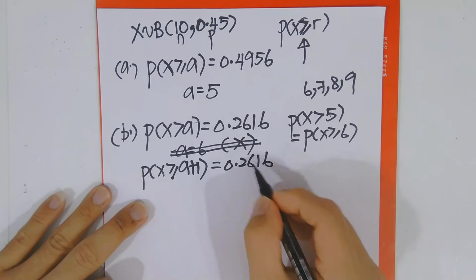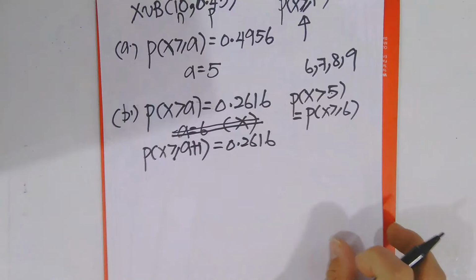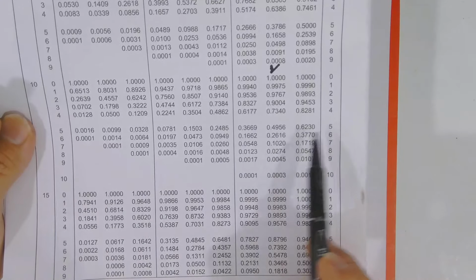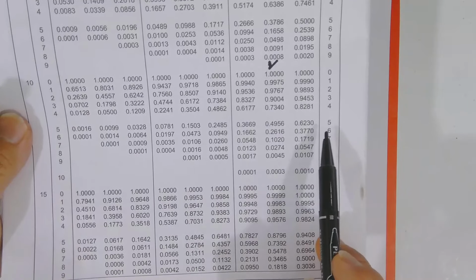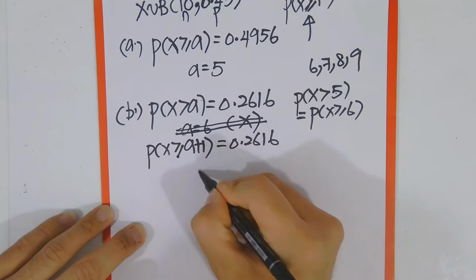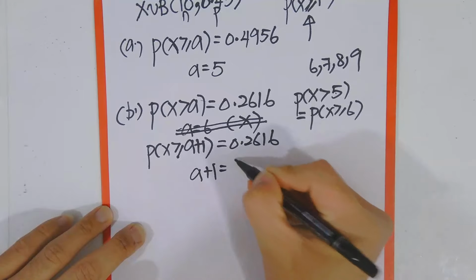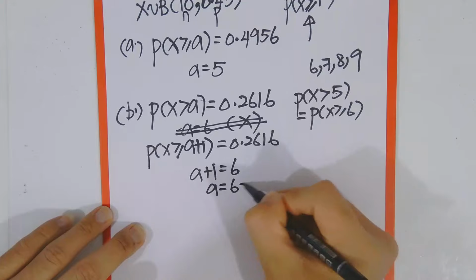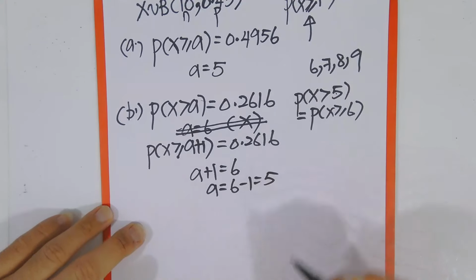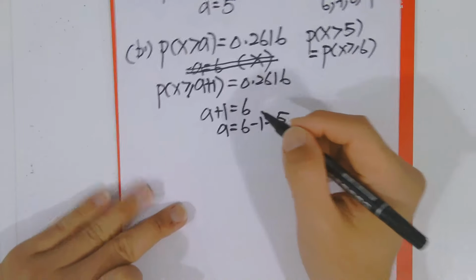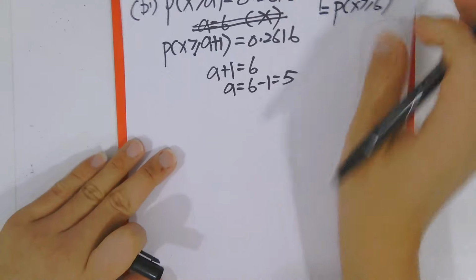So the correct way will be 0.2616 here. From this part here, 0.2616 is 6. Yes, the value is 6. So it's not A is 6, but A plus 1 is 6. This is accurate. So it means that A will be 6 minus 1, which gives you the value of 5. This is the correct one. Alright, more examples for this.